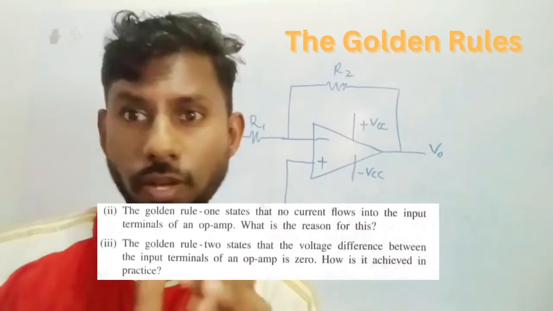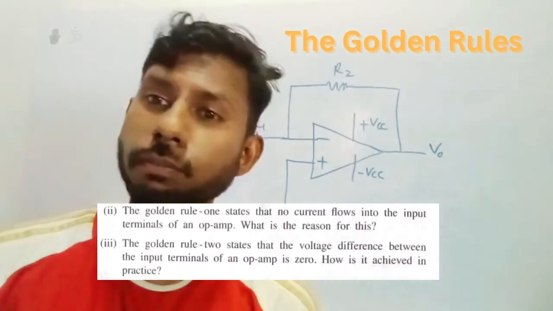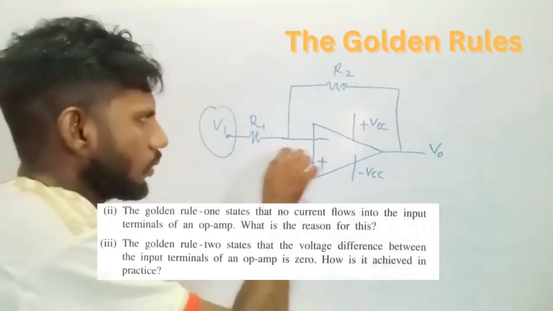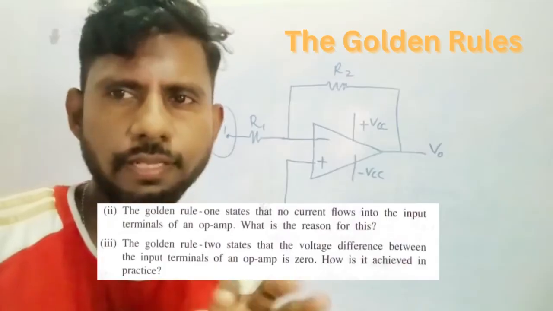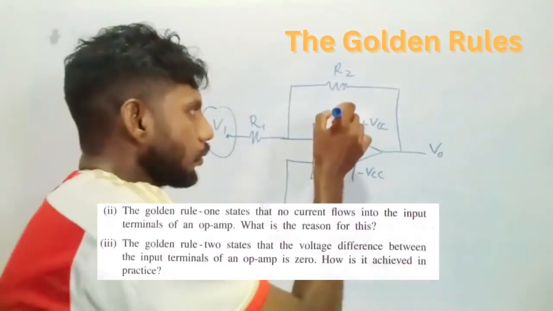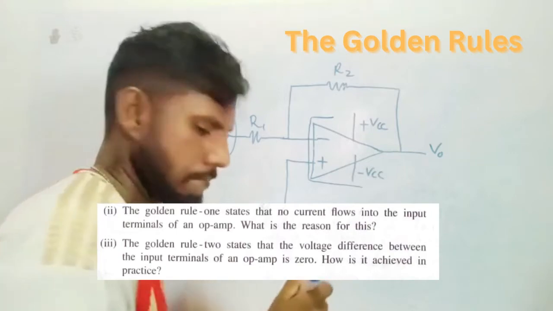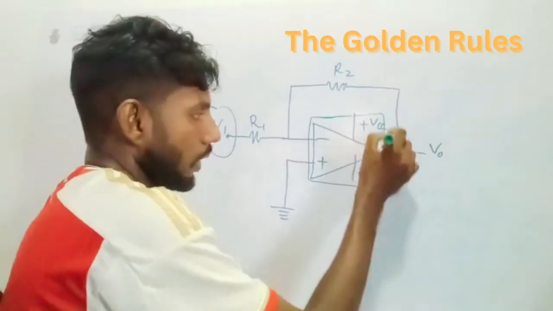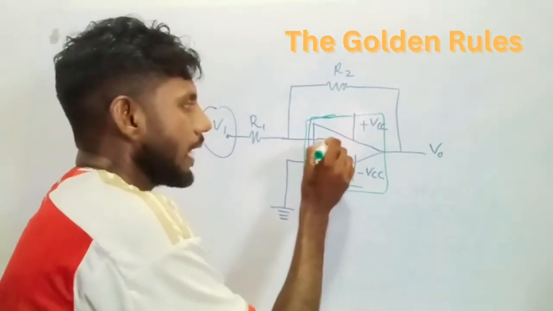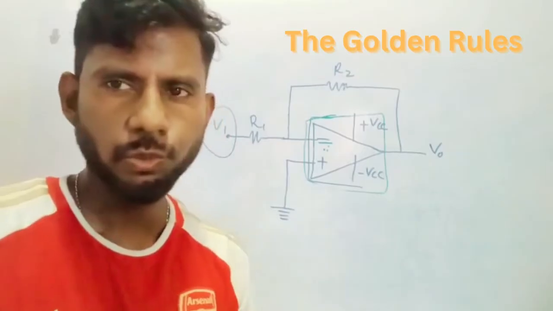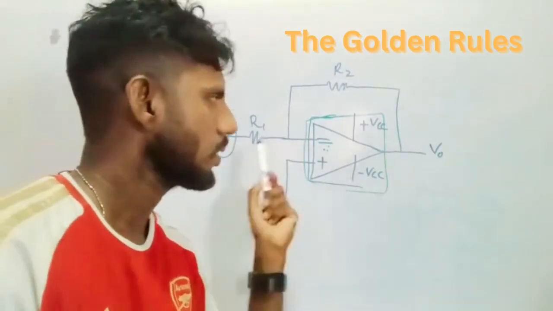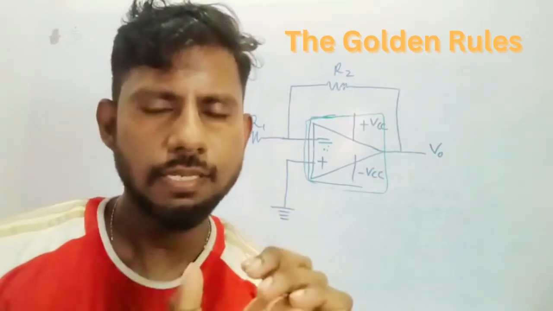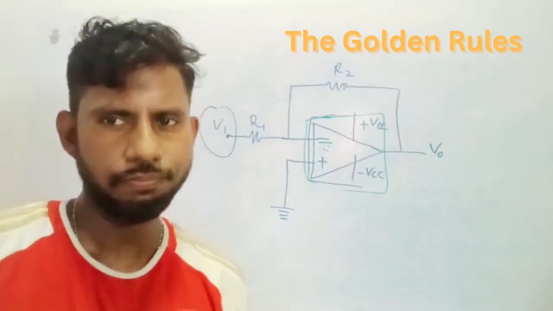Let's read it. Golden rule 1 states that no current flows into the input terminal. What is the reason for this? Actually, in an ideal operational amplifier, the input resistance is very high. That's what you have to write. The input resistance of an operational amplifier is very high, so no current can enter through the operational amplifier. Input resistance is very high. That's the key word there.